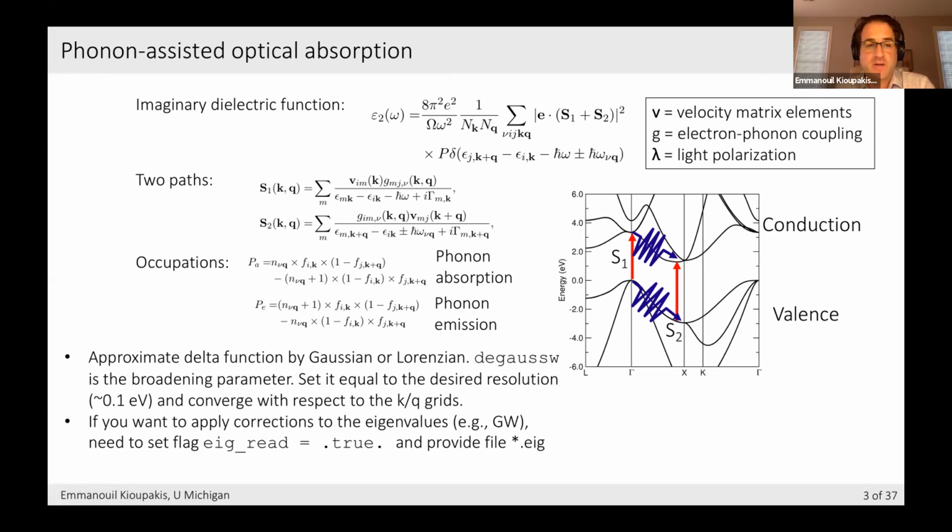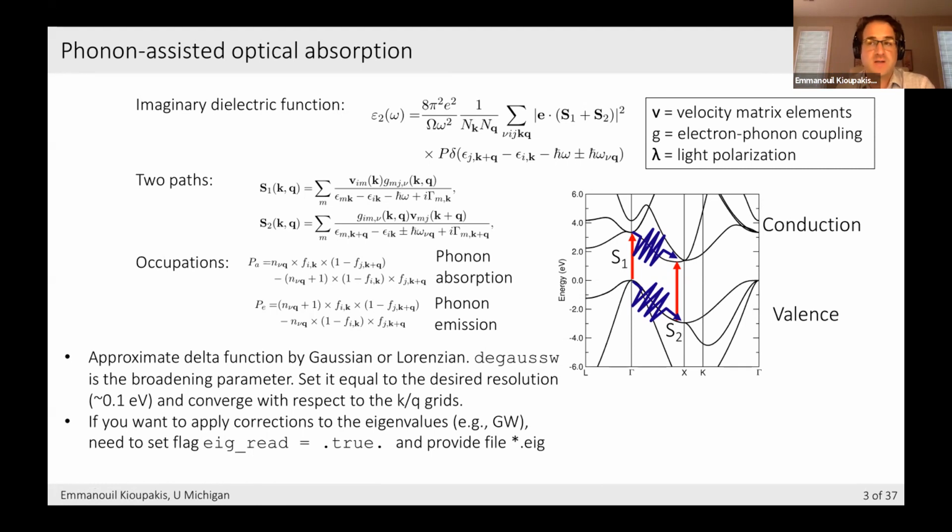How do you control the broadening parameter? It's the dE Gauss variable that you see here, dE Gauss W. The way you start is you set it to the resolution you want. Say you want the spectra with a resolution of 0.1 eV. And then you increase the k and q grids until the spectra stop changing, until you reach convergence. So that's the first thing you need to decide: what's the resolution you want in your spectra?